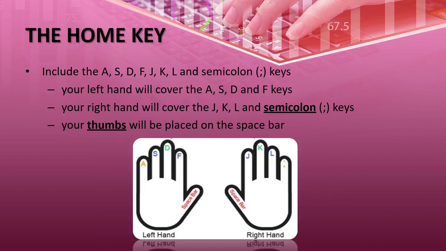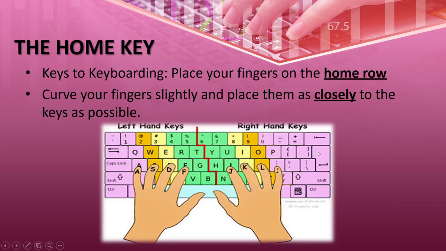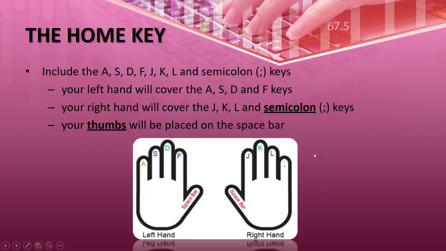See here, it includes the A, S, D, F, J, K, L and the semicolon keys. See the first line I am reading here, the letters and the semicolons indicate the home keys that we also see in this picture. Your left hand will cover the A, S, D, F keys that I am showing here, and the thumb covers the space bar key, and the right hand will cover the J, K, L and the semicolon that I am also displaying here, and your thumb will be placed on your space bar.